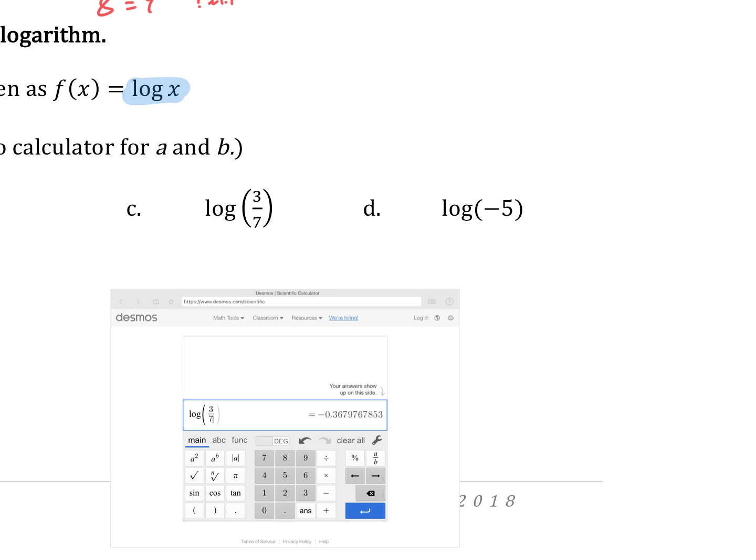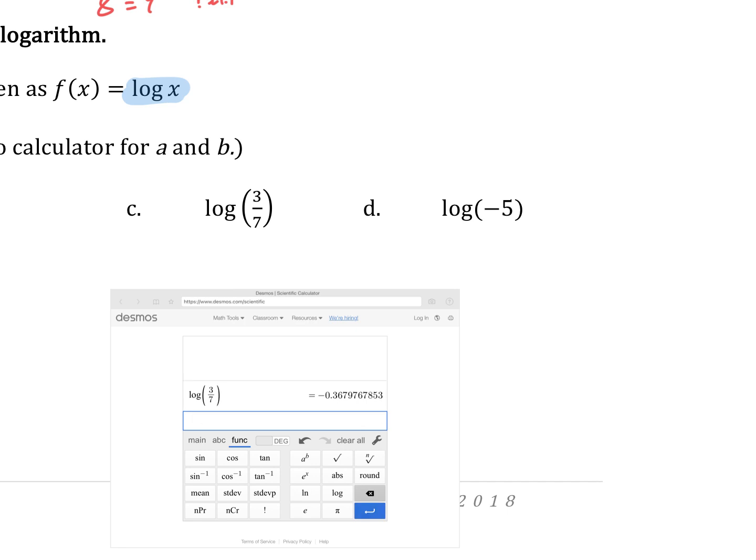In your graphing calculator, you'll have two keys that we're going to be using a lot here. One is log and one is ln. The one that says log is a common log. It's base 10. So log of 3/7 gives us a negative 0.367. Because this is asking, what is the power you put on 10 to get 3/7? Well, it's negative because it's made it less than 1.